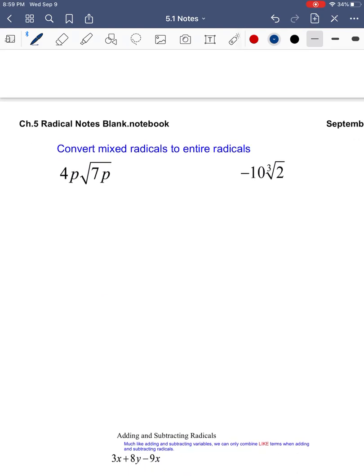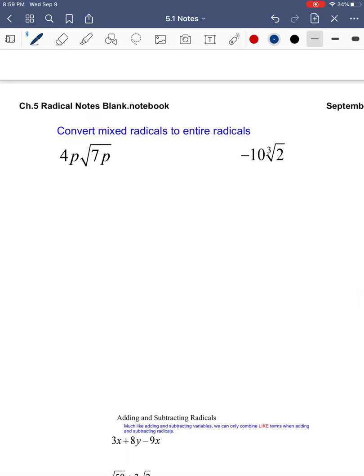Converting mixed radicals to entire radicals. So basically what that's saying is I'm going to put whatever's out front back under my radical. In this case, we know in order to take something out from underneath the radical, we're taking the square root of it. So to put it back under the radical, we're going to do the opposite, meaning we're going to square it. So in order to put 4p back under, I have to square it.